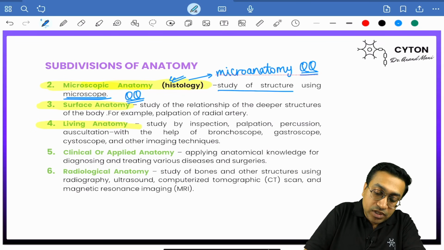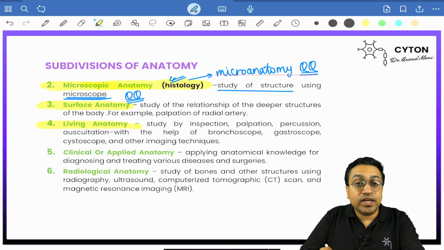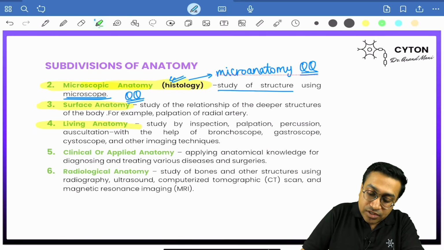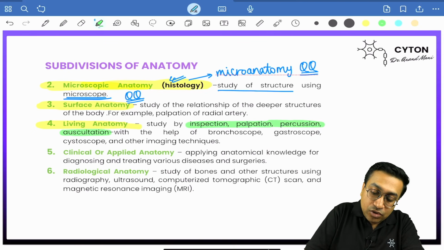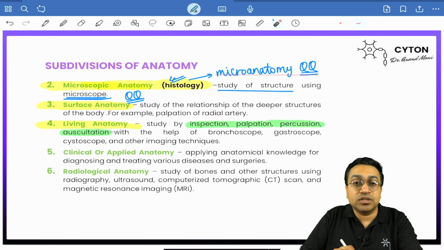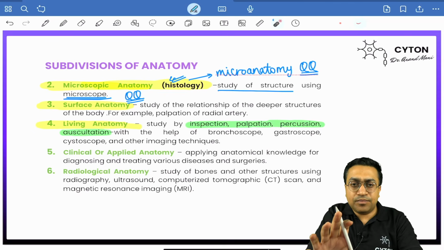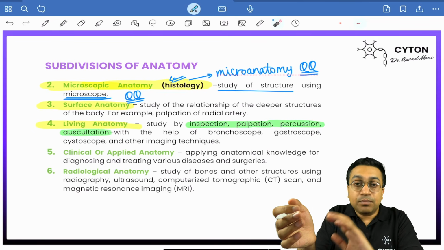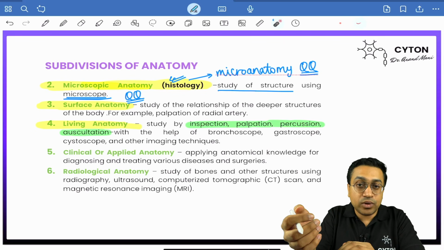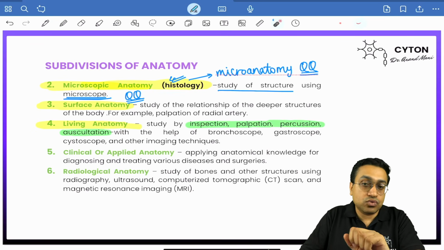Then you talk about the living anatomy. Now living anatomy is study by the inspection, palpation, percussion and auscultation. So this is the classical examination technique which you will hear in physiology as well as medicine, surgery. So these are the 4 pillars, I would say, of the clinical practice: the inspection, palpation, percussion and auscultation. Okay, inspection means we are just seeing the thing. Palpation means we are touching the thing. Percussion means we are tapping and seeing the sounds which are coming out of it. Okay, then auscultation, we are using a stethoscope.